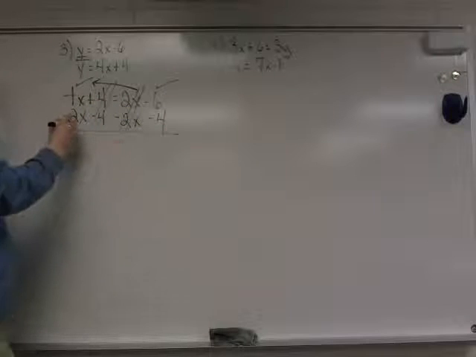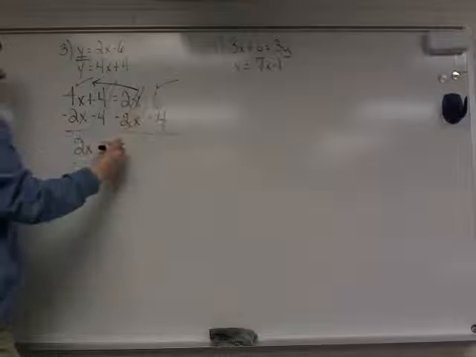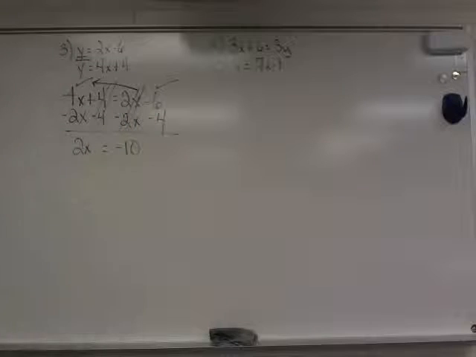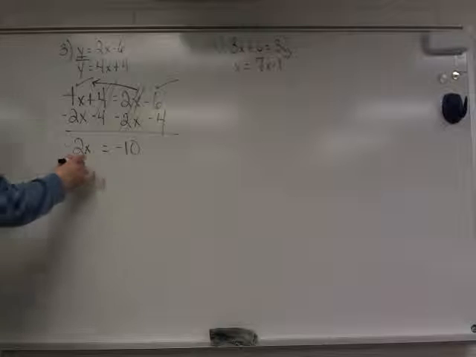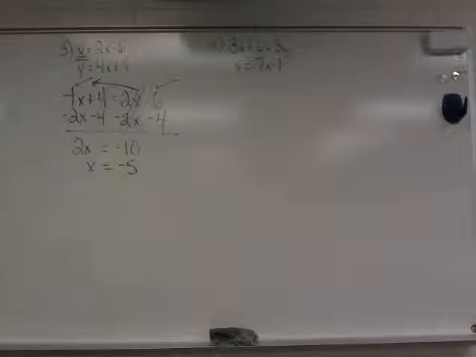So I do that, and I've got 4x minus 2x is 2x's. Negative 6 minus 4 is negative 10. Well, if 2x equals negative 10, that means x has to be negative 5, because 2 times negative 5 is negative 10. So I now know that x is negative 5.